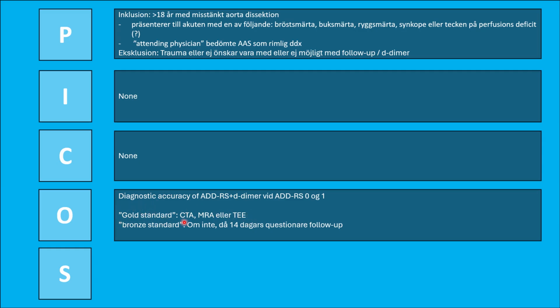And then there was what I would call a bronze standard. If the patient did not get these scans, they would get a 14-day follow-up, and we could ask about that later, whether that's long enough for a potential missed aortic dissection to fully develop and kill the patient, or we'll see.